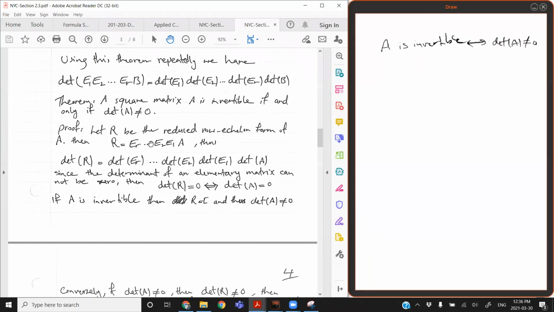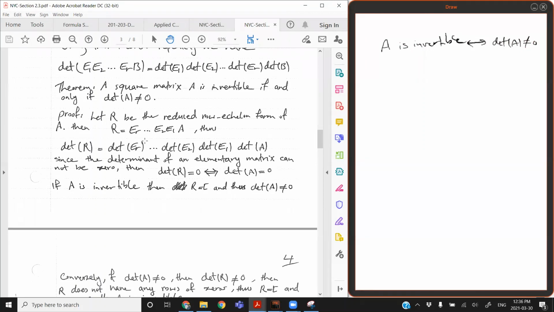Okay. So let's take a look at the proof. Let R be the reduced row echelon form of the matrix A. So we have a matrix A. We can perform a series of row operations on that. And this will give us the reduced row echelon form of A, which is going to be R. Call it R. Then determinant of R is going to be determinant of this.